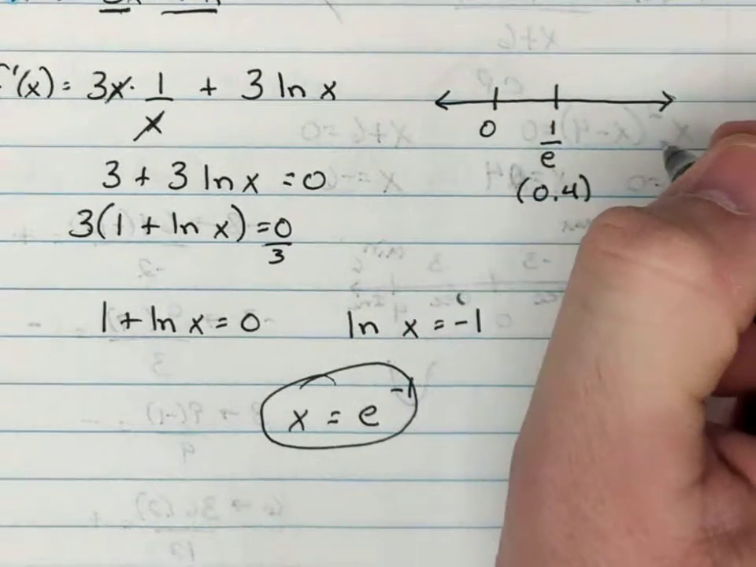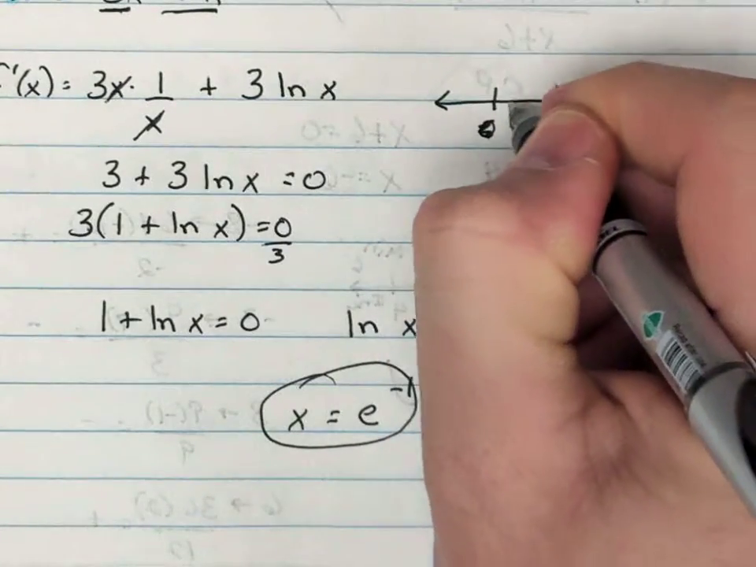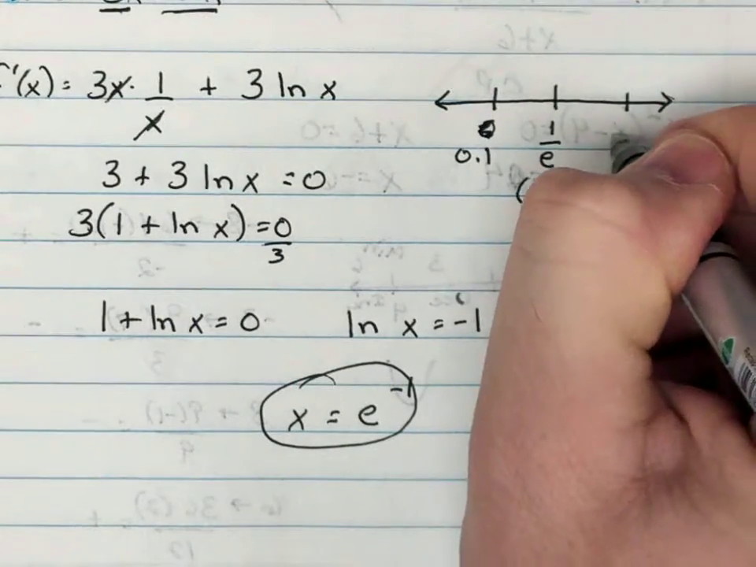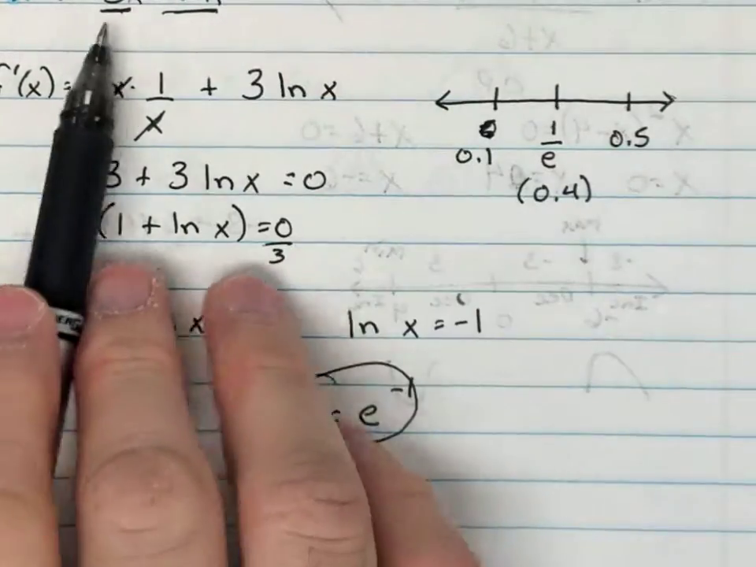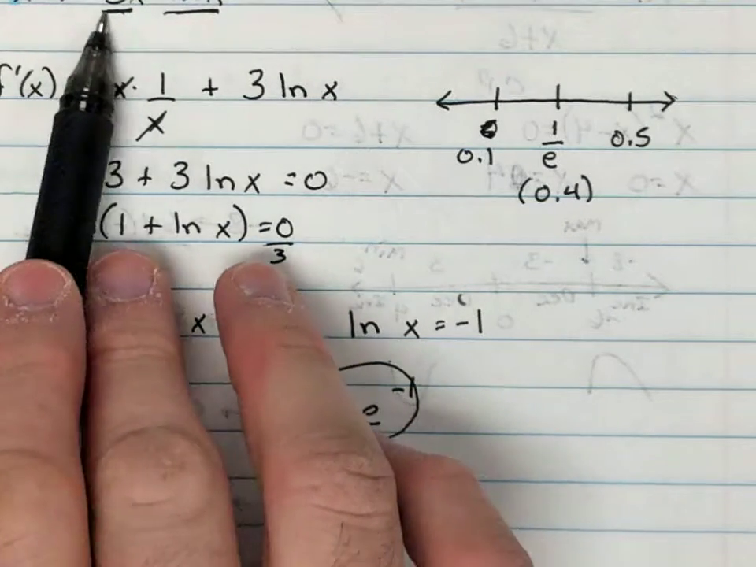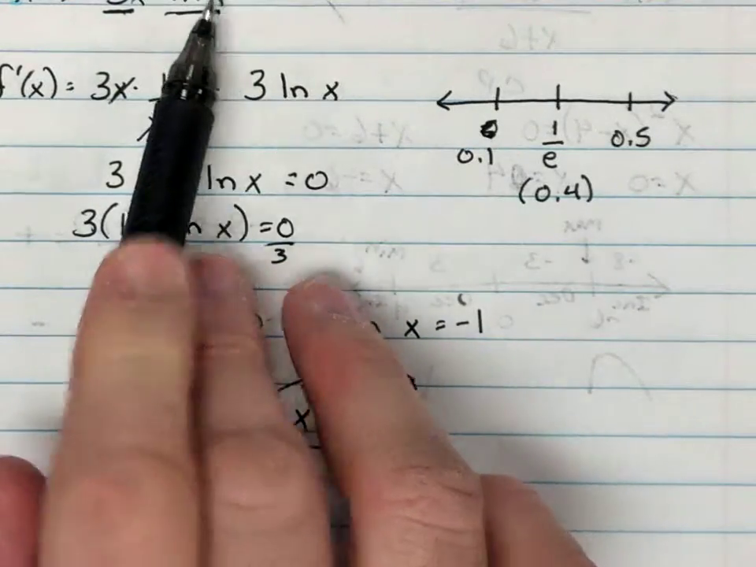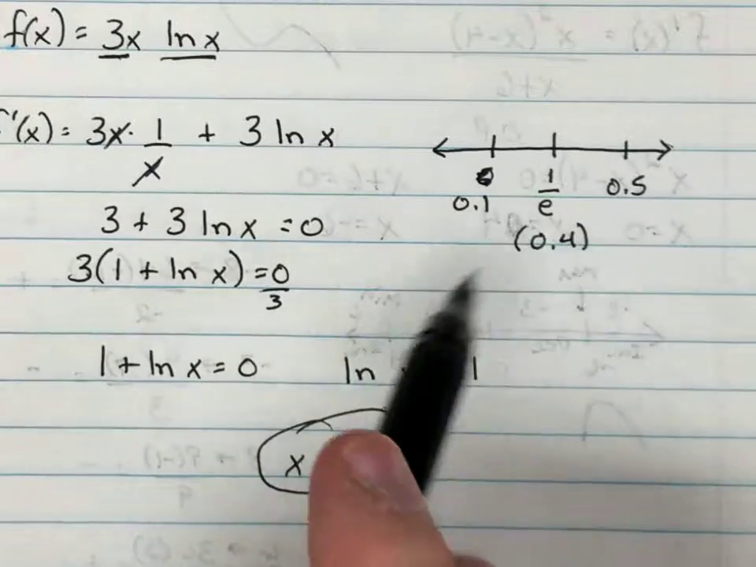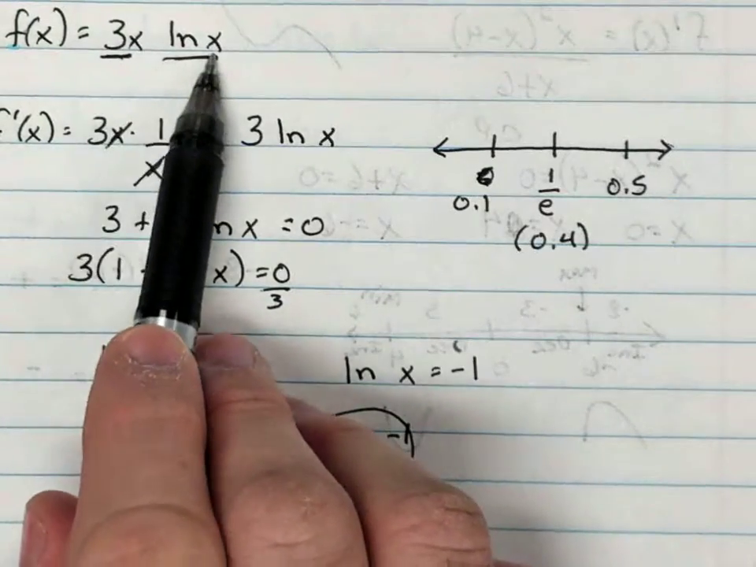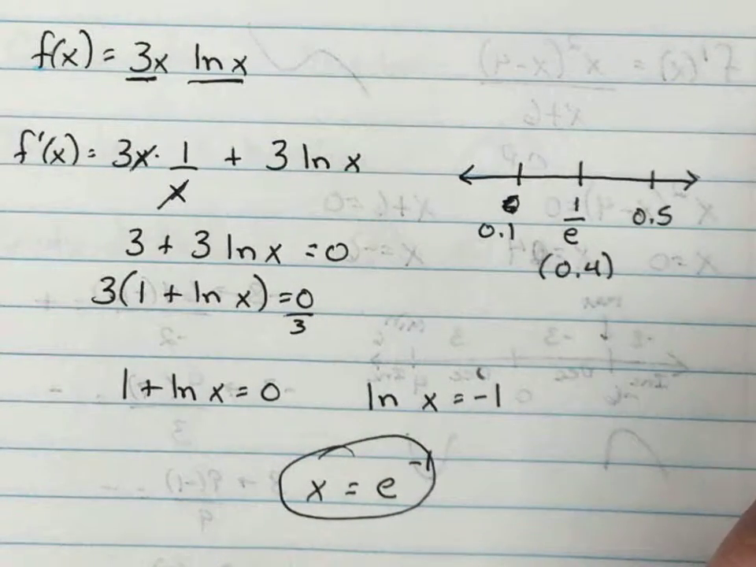I can plug in a 0. No, I can't, because I can't take the log of 0. I can plug in like a 0.1, and I can plug in like a 0.5. And let's just type that straight into our calculator. 3 times 0.1 times the natural log of 0.1. We type it in, and again, I'm only concerned with whether my answer is negative or positive, and somebody else do this for me. 3 times 0.5 times the natural log of 0.5. Type those in. Tell me, do you have a positive answer or a negative?